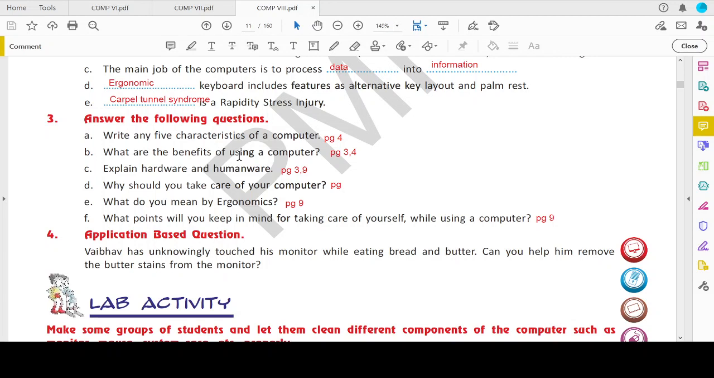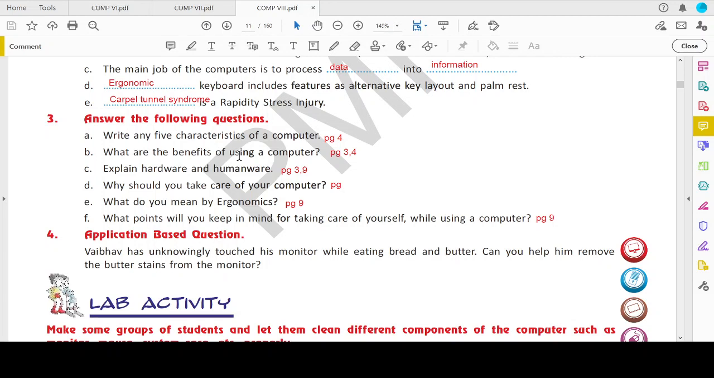So what is hardware? These are the devices that you can touch and feel. You can see them. But software is what you cannot touch. So that is the difference. So hardware is any device that you can touch and use for your purpose. What is humanware?